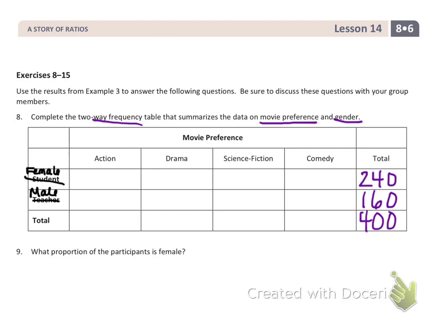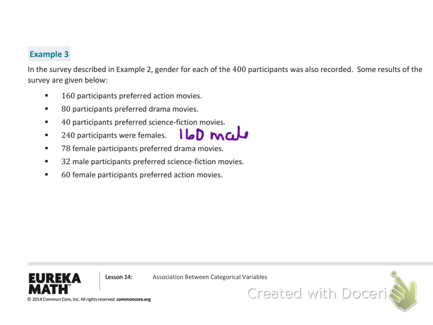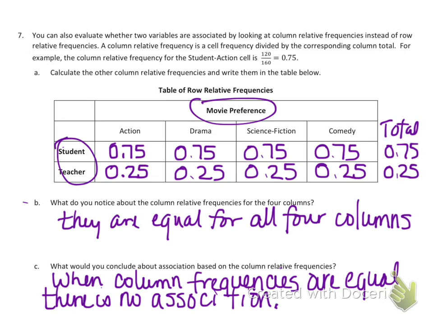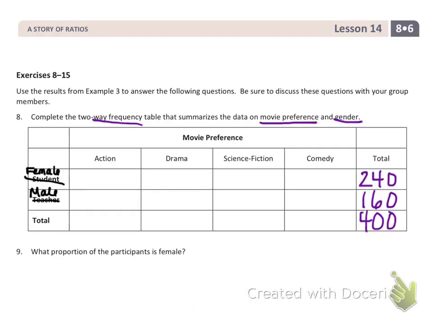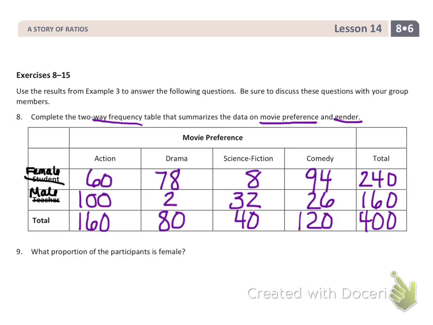Okay, so again, the question that we might want to answer from this data is, do we think that movie preference is equal among males and females? The data in our other example showed that movie preference was equal among students and teachers. So now we're going to try to answer the same question about males and females. So let's get this table filled in for you here, and you can check your work. Okay, so there you go.